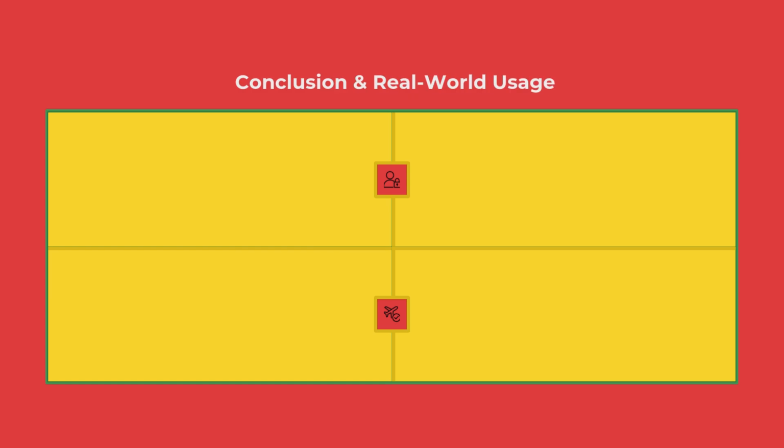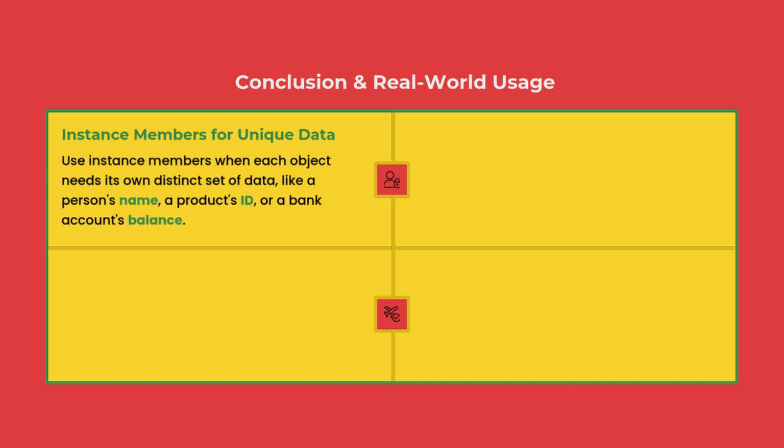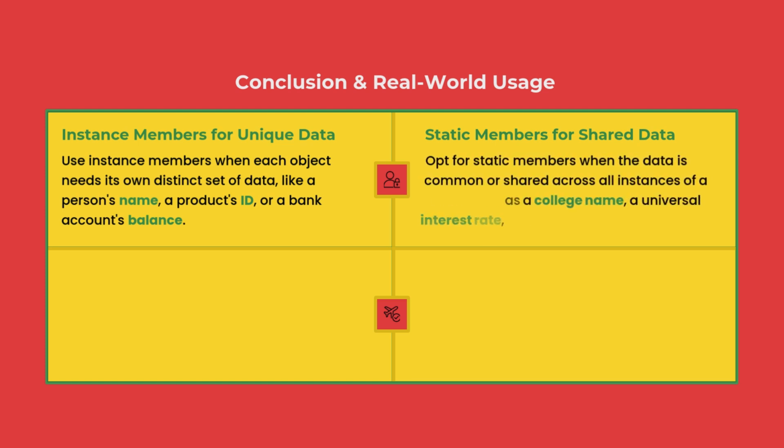Conclusion and real-world usage. Instance members for unique data. Use instance members when each object needs its own distinct set of data, like a person's name, a product's ID, or a bank account's balance. Static members for shared data. Opt for static members when the data is common or shared across all instances of a class, such as a college name, a universal interest rate, or a company name.